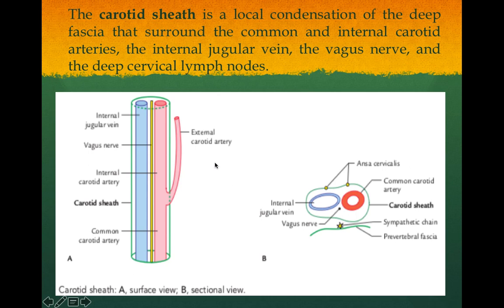Lastly, we have the carotid sheath, which is a local condensation of the deep fascia, and it surrounds several important and very vital structures, which are the common carotid and internal carotid artery, the internal jugular vein, the 10th cranial nerve, which is the vagus nerve, and the deep cervical lymph nodes. We can see that the external carotid artery is out of the carotid sheath after its division from the common carotid artery.